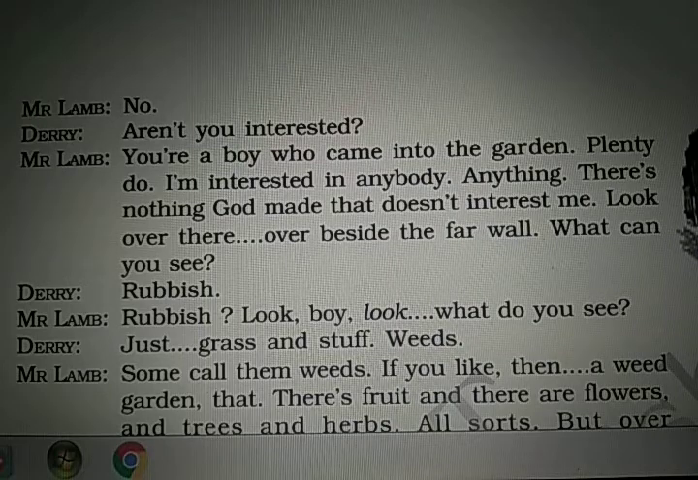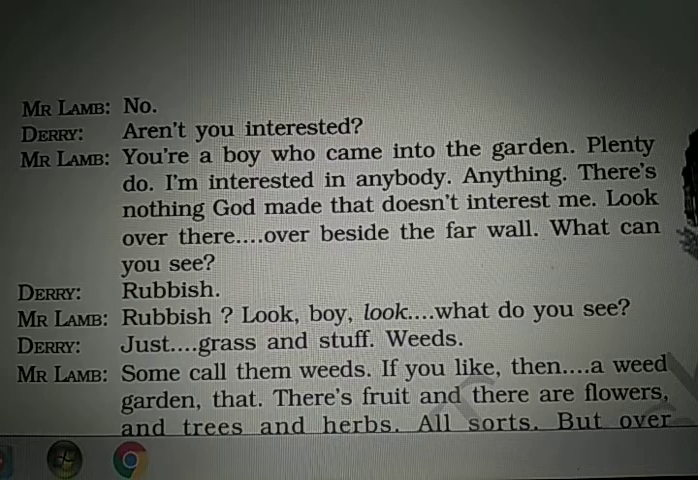No, I'm not afraid of it. Daddy, aren't you interested? Are you not interested to listen to my tale, my story of my face? Mr. Lamb: You are a boy who came into the garden. Plenty do. I am interested in anybody, anything. There is nothing God made that doesn't interest me. Look over there, over beside the far wall. What can you see? Again, he is trying to change his mind.